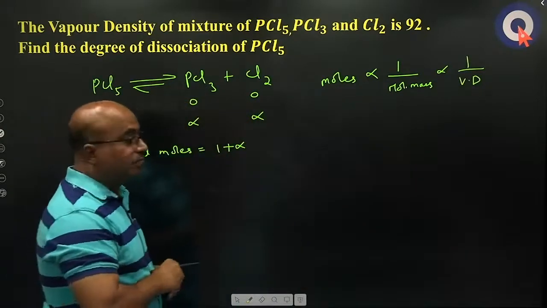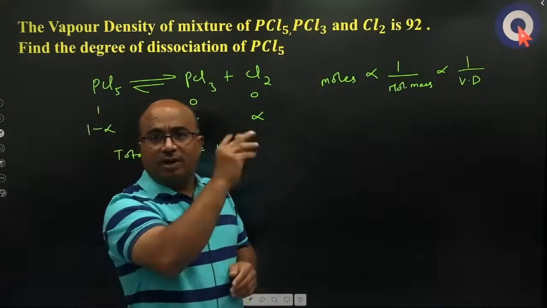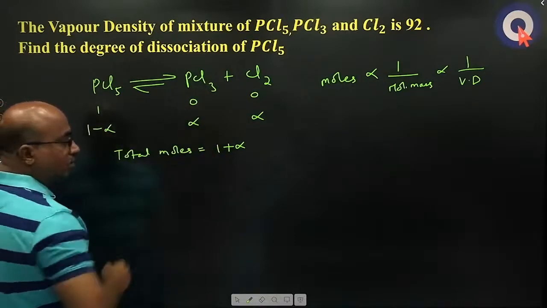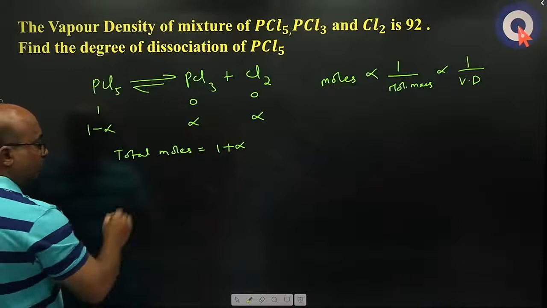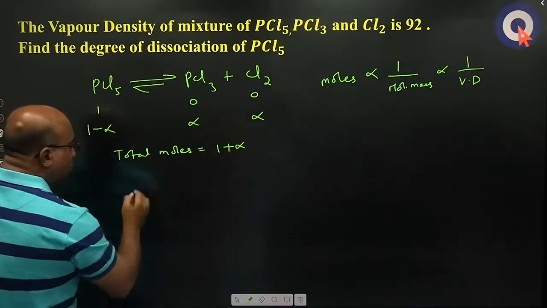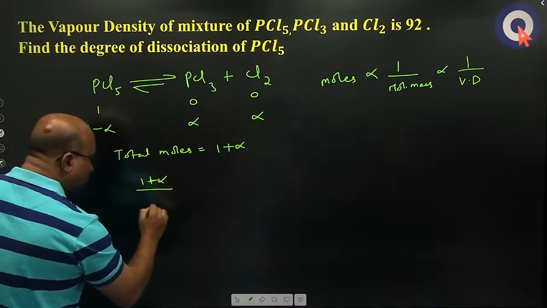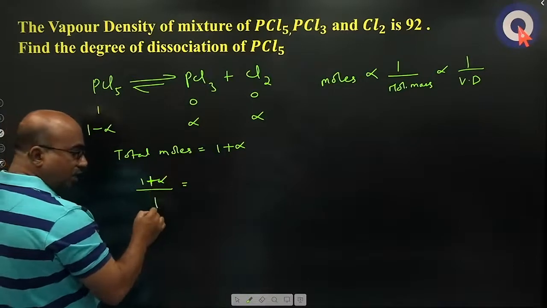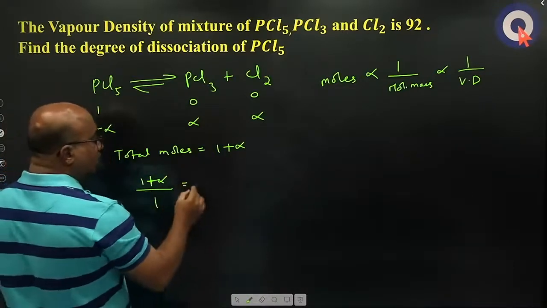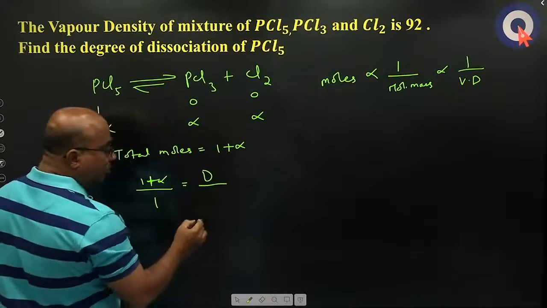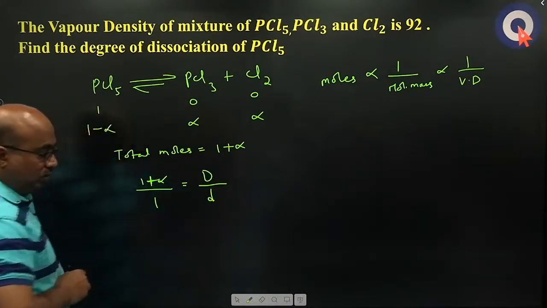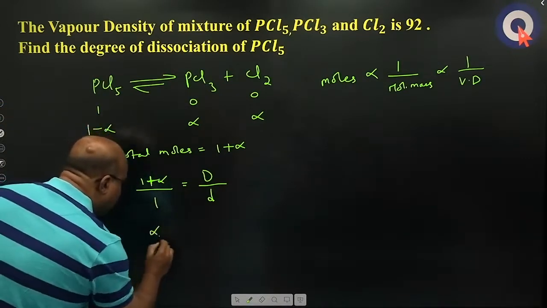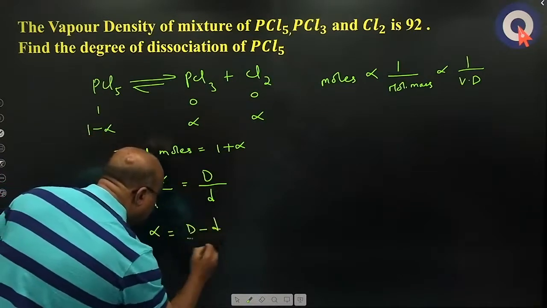So initial moles are proportional to 1 by vapor density. What is the initial moles we have taken? 1. What are the equilibrium moles? 1 minus alpha, plus alpha, so 1 plus alpha. So if I take the equilibrium moles, that is 1 plus alpha, by the initial moles as 1, we get the ratio of moles at equilibrium to initial. The initial vapor density we generally write as capital D and the equilibrium vapor density as small d. Clear? So what is this alpha now? Alpha is simply capital D minus small d, by small d.